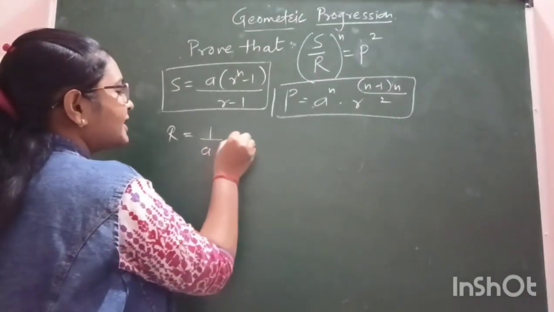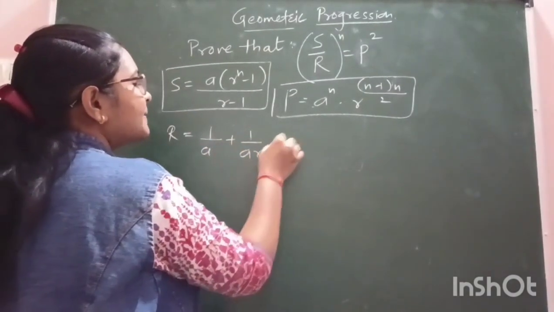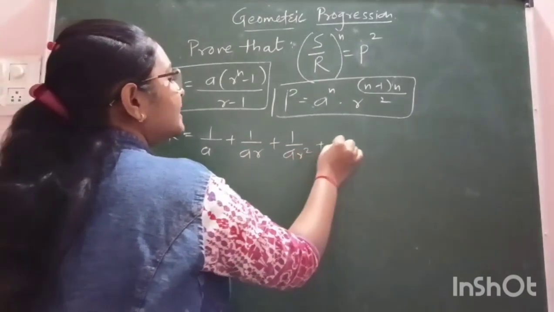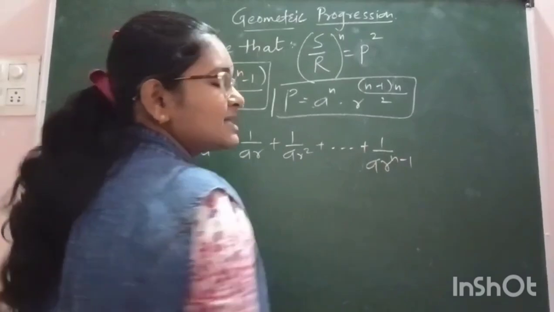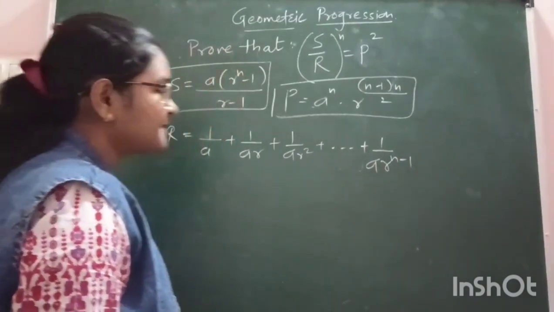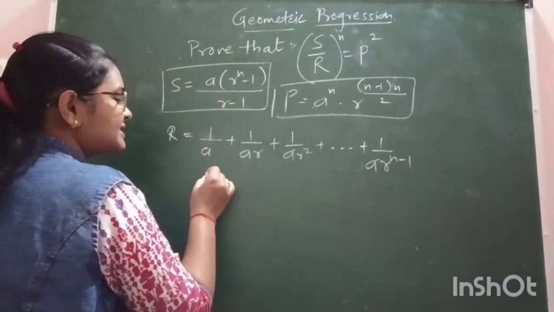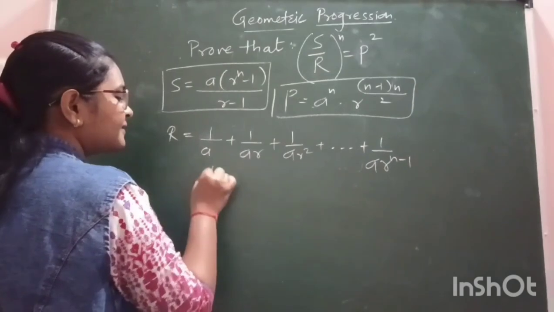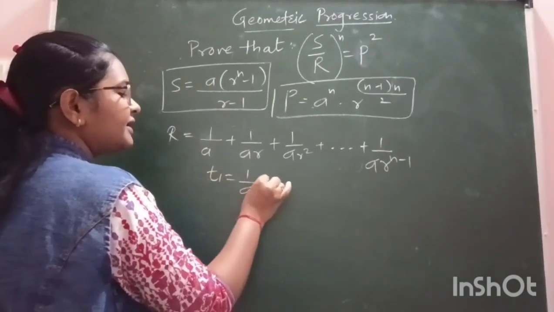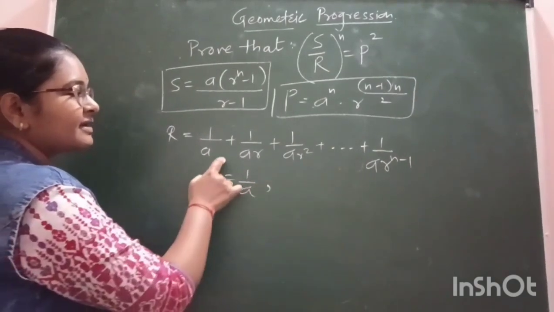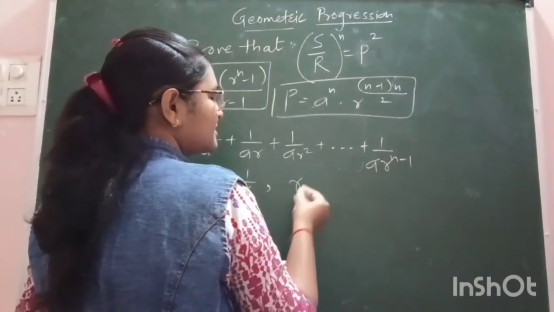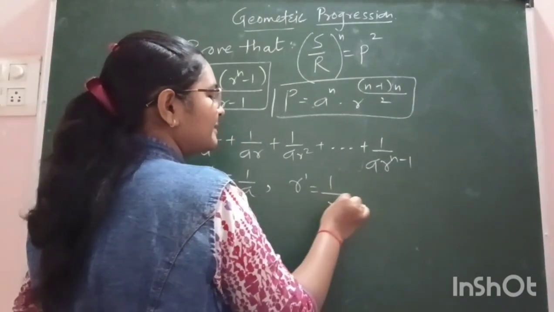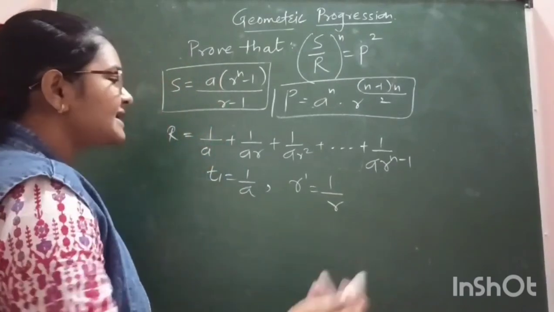That is 1 upon a plus 1 upon ar plus 1 upon ar square, till it will go 1 upon a into r raised to n minus 1. Now students, if we see properly, the first term T1, we are getting 1 upon a, and we are multiplying this T1 by 1 upon r. So what is the common ratio? Suppose r dash we will take, the common ratio will be 1 upon r. So what is Sn then?